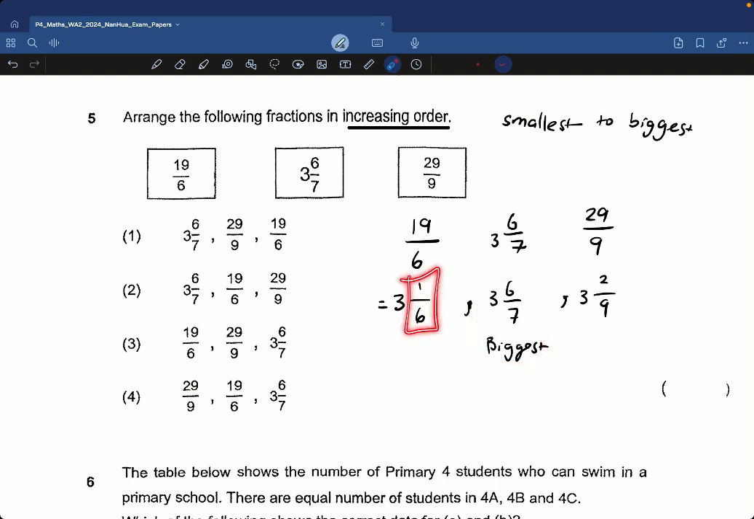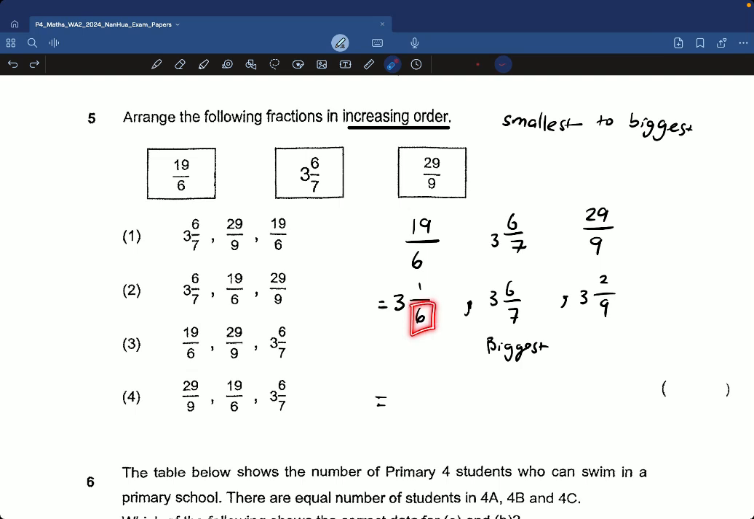Because you see the other two fractions are 1 out of 6, which is pretty low, and 2 out of 9, which is also pretty low. So with that, this should be at the last part. Since this is an increasing order, which is smallest to biggest, the biggest should be 3 and 6 out of 7. And we see there are two options over here. Now the next part is we want to compare 3 whole number 1 over 6 and 3 whole number 2 out of 9.